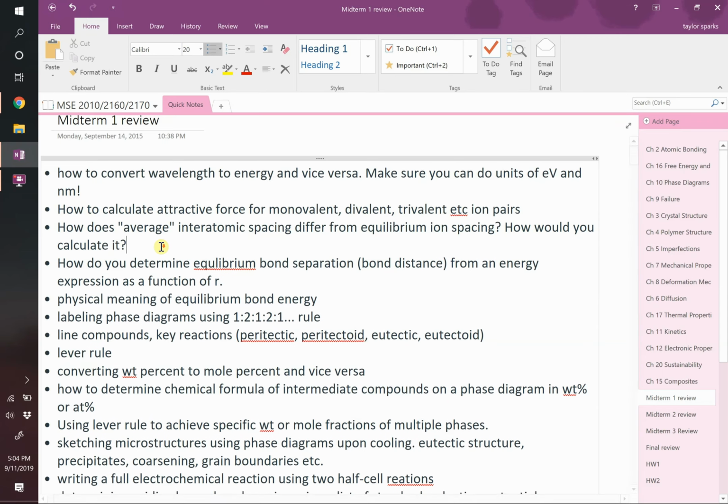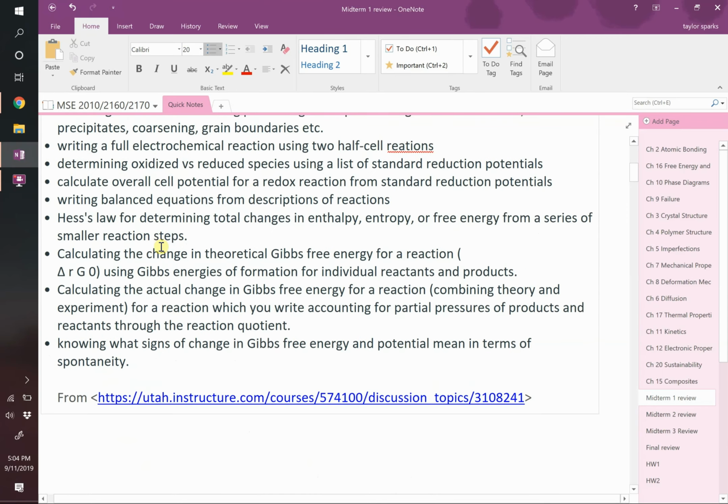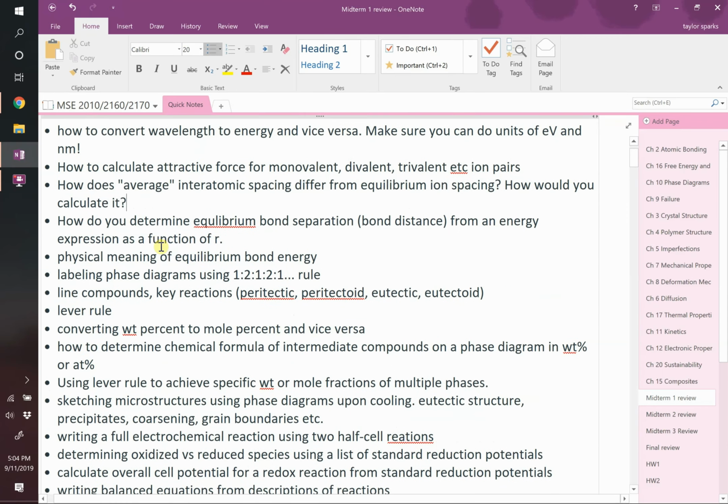That said, these are literally the exact questions off the test. It's the exact same content for each one of the questions. So if there's anything that's unclear here, it's going to be on the test on Friday. So what can I clarify? Yeah? Can you go through the second one? How to calculate attractive force for monovalent, divalent, trivalent?